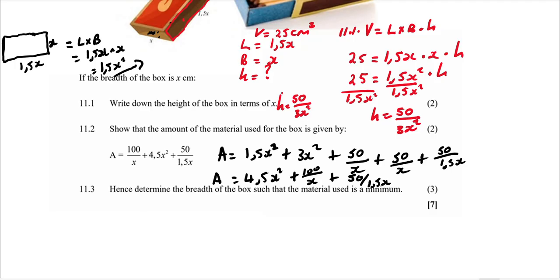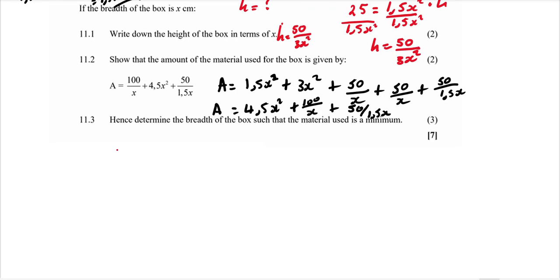They are saying, hence determine the breadth of the box such that the material used is minimized. What do we know when they say minimum? We just need our first derivative. So what do we know about our breadth? We know that our breadth is represented by x here. In other words, they want the value of x.